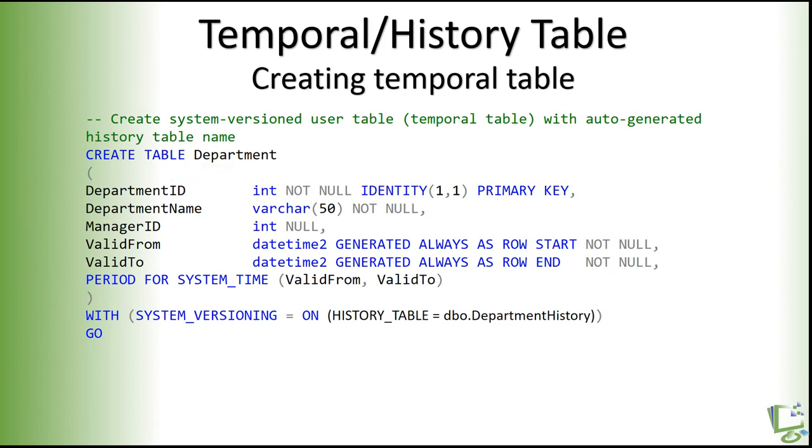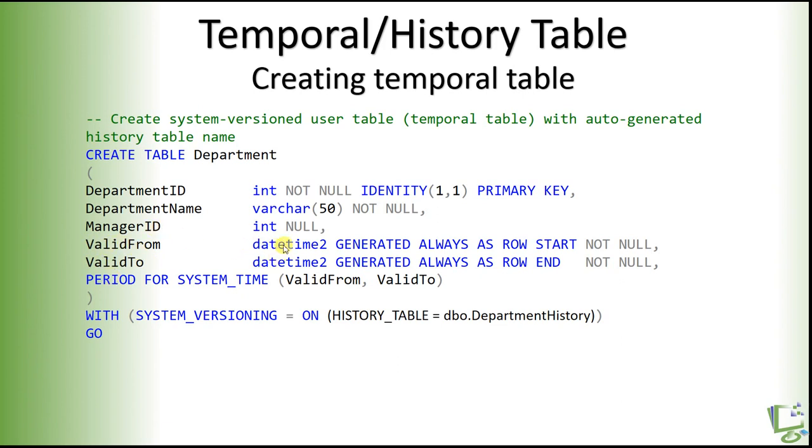So to define a temporal table, the syntax will remain the same. To create a temporal table, first we define the columns as usual, as we define in an ordinary table, and later we add two columns, one valid from and one valid to. These column names can be anything.